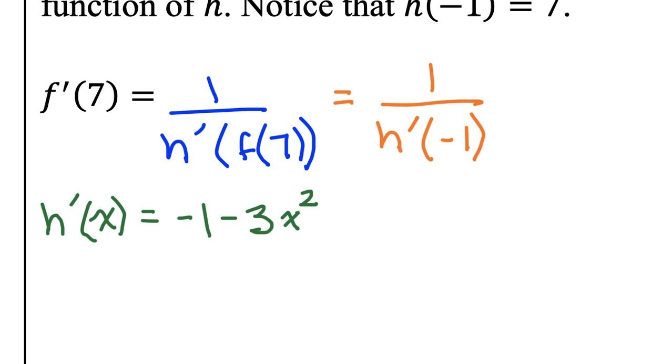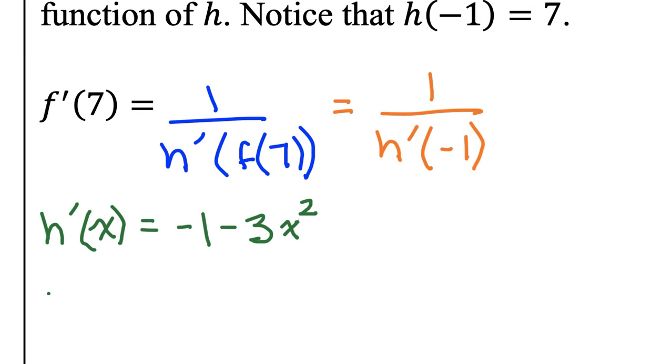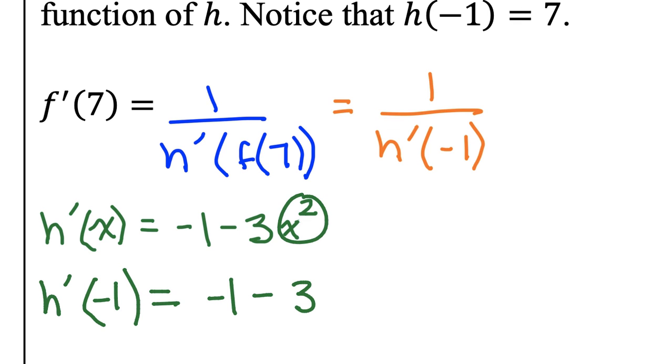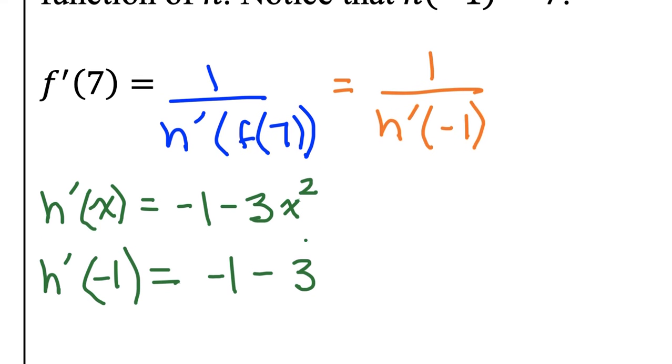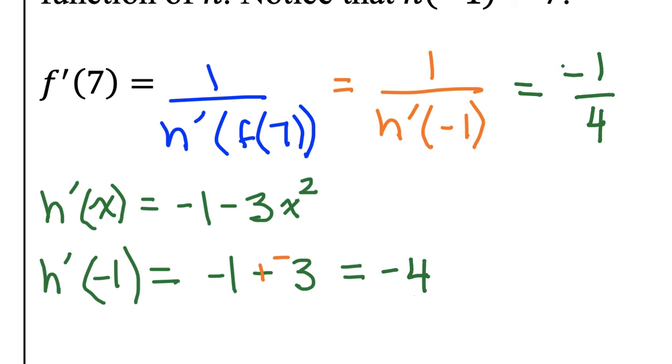You plug in negative 1 and you get h prime of negative 1 is equal to negative 1 minus 3, because anything with an even power is always 1, so this just turned into 1. And that is going to be, you do the keep, change, so keep it, change it, and that's negative 4. Negative 4, so our answer is negative 1/4. Box it.